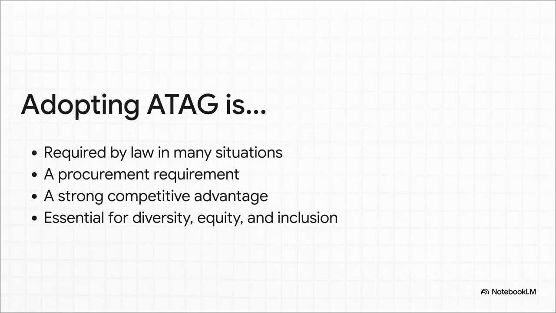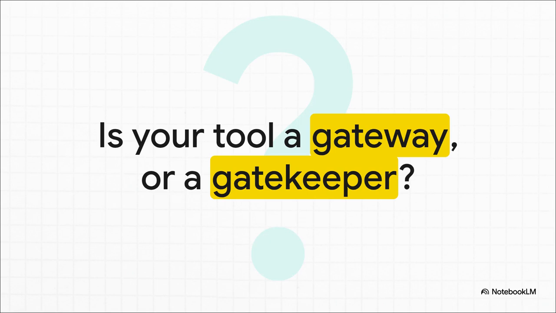Beyond that, it's a massive competitive advantage. In a world that's finally focused on diversity, equity, and inclusion, building accessible tools isn't just some nice feature. It says everything about your company's values. So, it all comes back to where we started. The entire web is built with these tools. And every single design choice a developer makes can either open a door for someone or lock it shut. ATAG is the key. So for anyone out there building our digital world, the question you have to ask yourself is this: is the tool you're making a gateway for everyone, or is it a gatekeeper for only some?